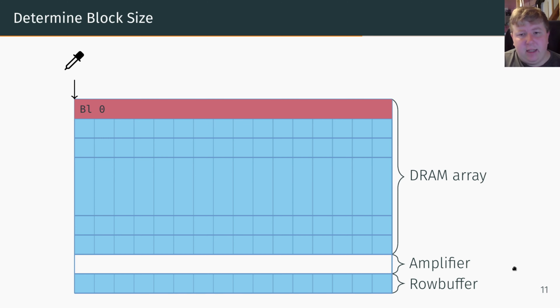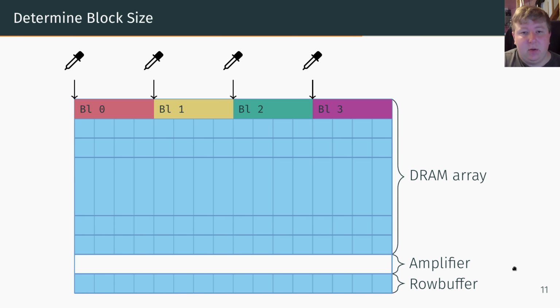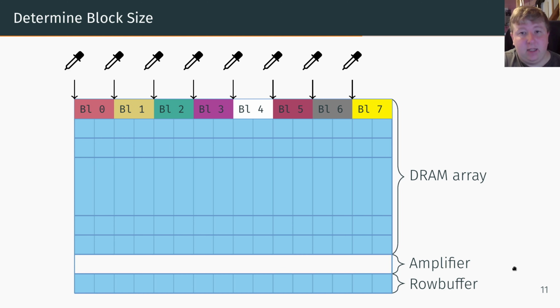However, there could also be a case where the block size is only 4 kilobyte, so we would have to measure 2 times. There could also be a block size of 2 kilobyte and we would have to measure 4 times. Or there could be a block size of 1 kilobyte and we would have to measure 8 times, and so on. Basically, the biggest possible block size would be 8 kilobytes, since that's the size of a row. And the smallest possible block size would be 64 bytes, since that is the size of a cache line. Now the question is, how can we determine this block size?